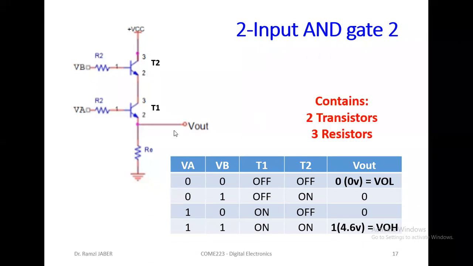Here we have 2 transistors, 3 resistors. Any question? But Doctor, why is it bad? Because the output is 4.6 volts. We don't have 5 volts. Okay? What we want is that the output 0 gives 0 and the 1 gives 5 volts.